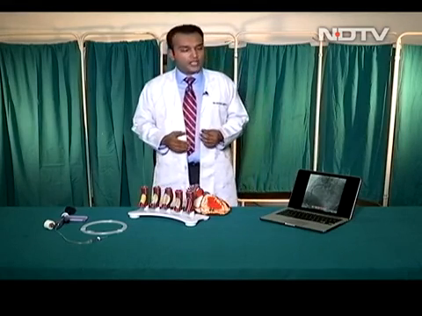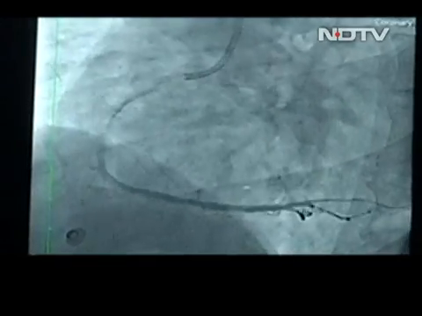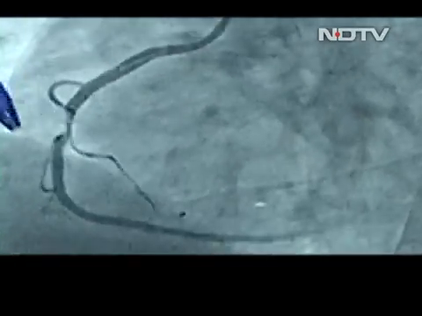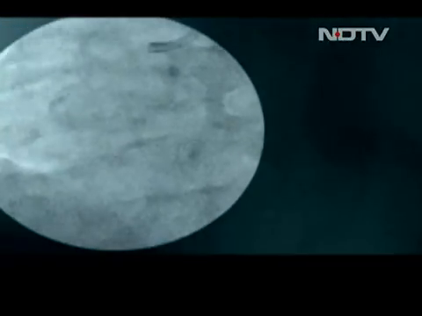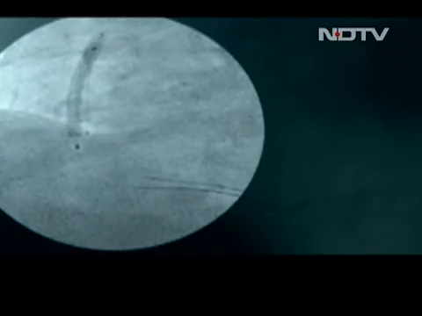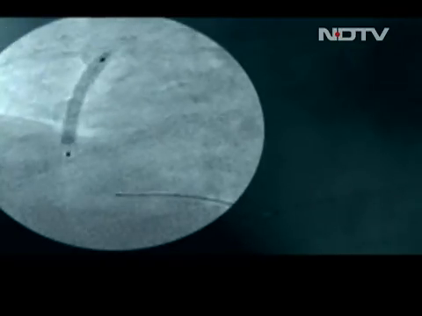Now, coming back to our patient, you can see over here this patient has a very tight blockage in the right coronary artery. And what you can see over here is a stent which is being deployed across the area of blockage. After the stent is deployed, the narrowing goes away and blood flows through.